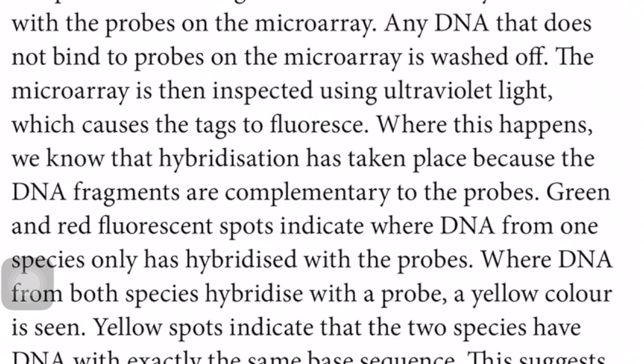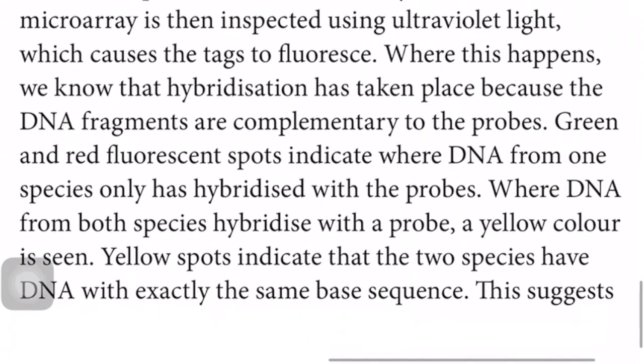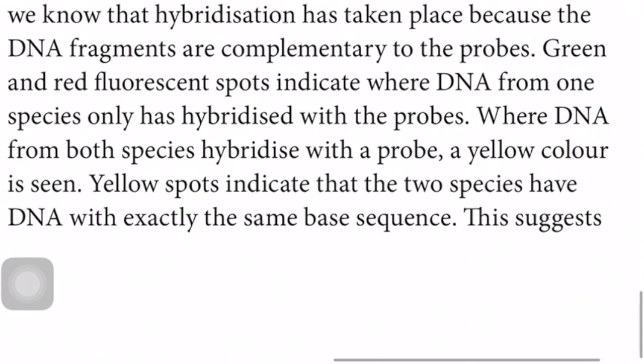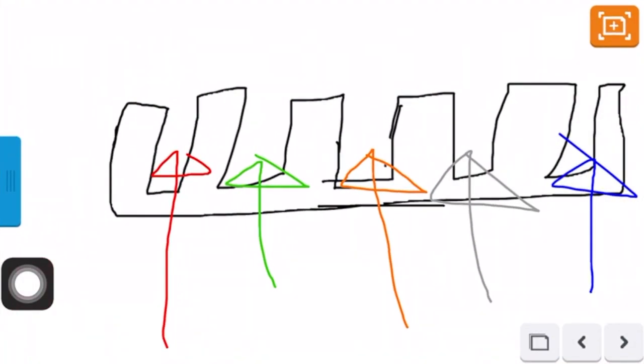The microarray is then inspected using ultraviolet ray, which causes the tags to fluoresce. When this happens, we know that hybridization has taken place because the DNA fragments are complementary to the probes. Green and red fluorescent spots indicate where DNA from one species has hybridized with the probes, and where DNA from both species hybridized with the probe, a yellow color is seen because red and green mix together to give yellow. So suppose in one probe, say in the orange probe, both species' DNA has hybridized. So it will give yellow.